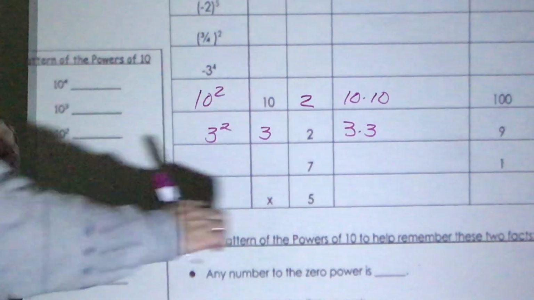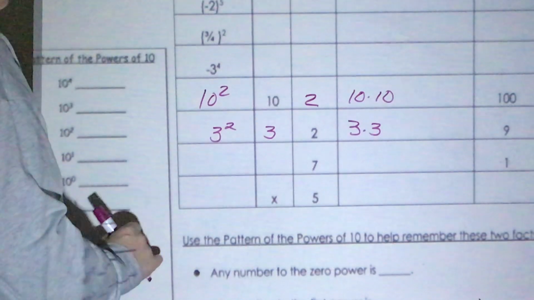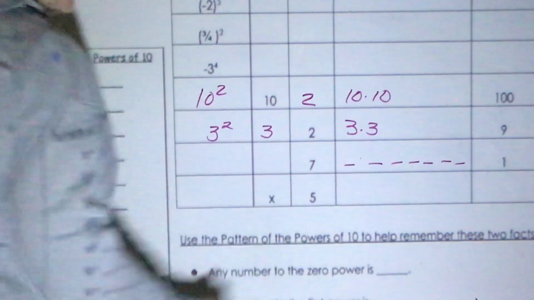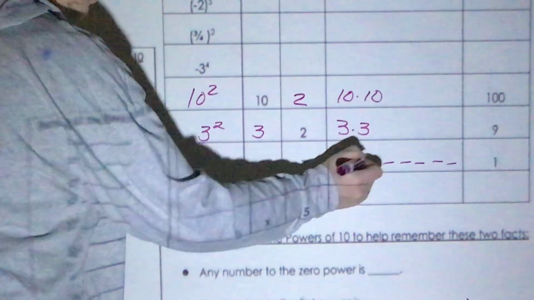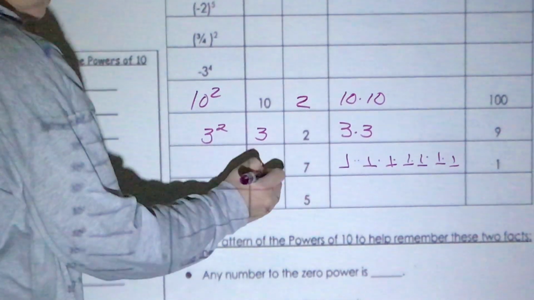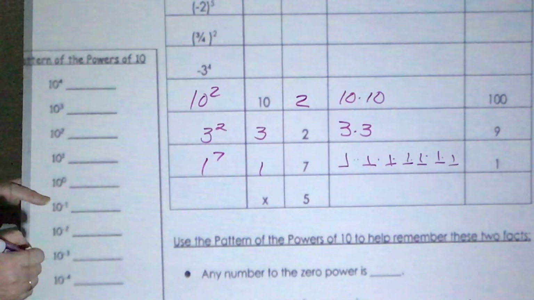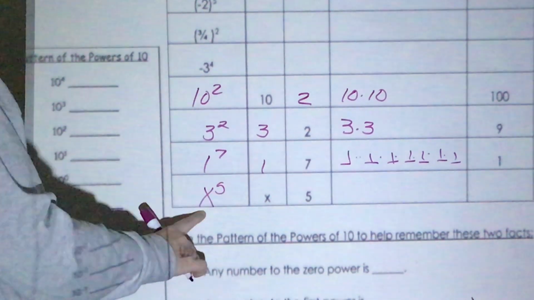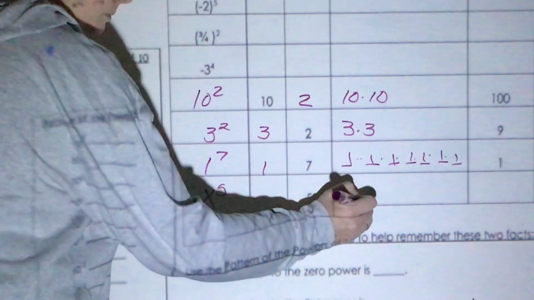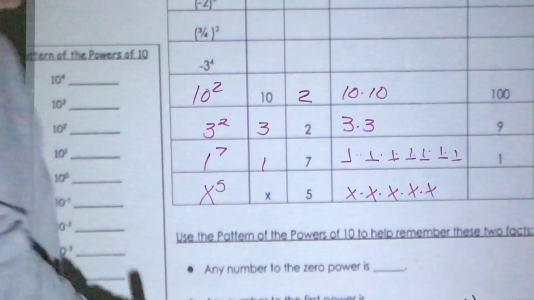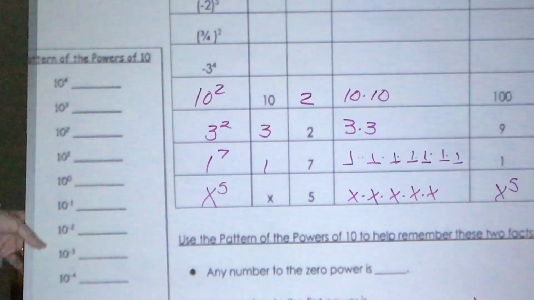The next example, our answer is 1. Our power is 7, so we want to know what number times itself 7 times will equal 1, and that has to be a 1. So 1 to the 7th is 1. Our last example, if we read it as in exponents, it would be x to the 5th, which would be telling us to take x and multiply by itself 5 times. Because we don't know what x is, we can't do anything besides write x to the 5th power. If we knew what x was, we could substitute, but we don't.